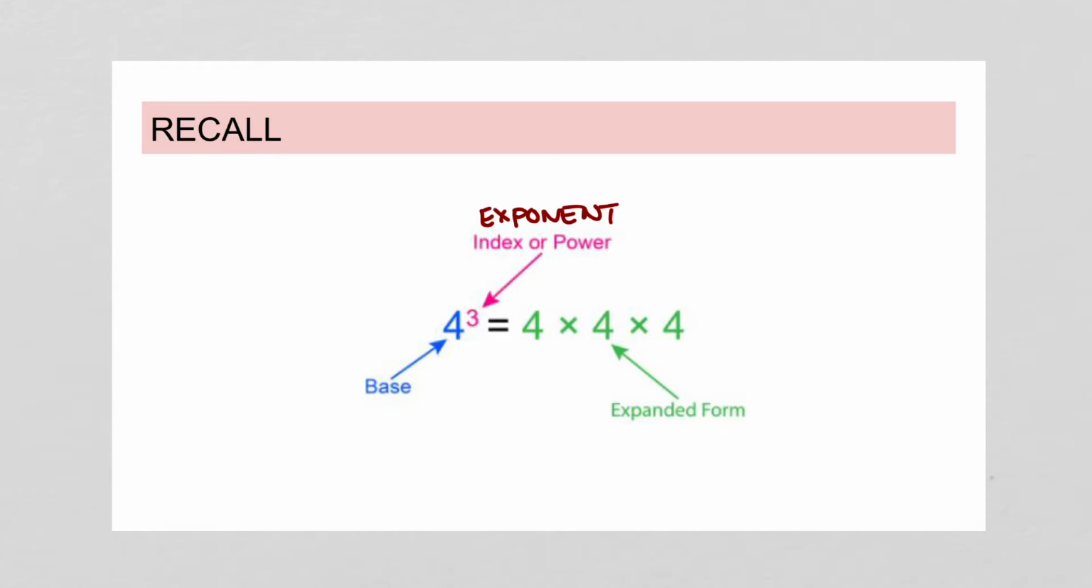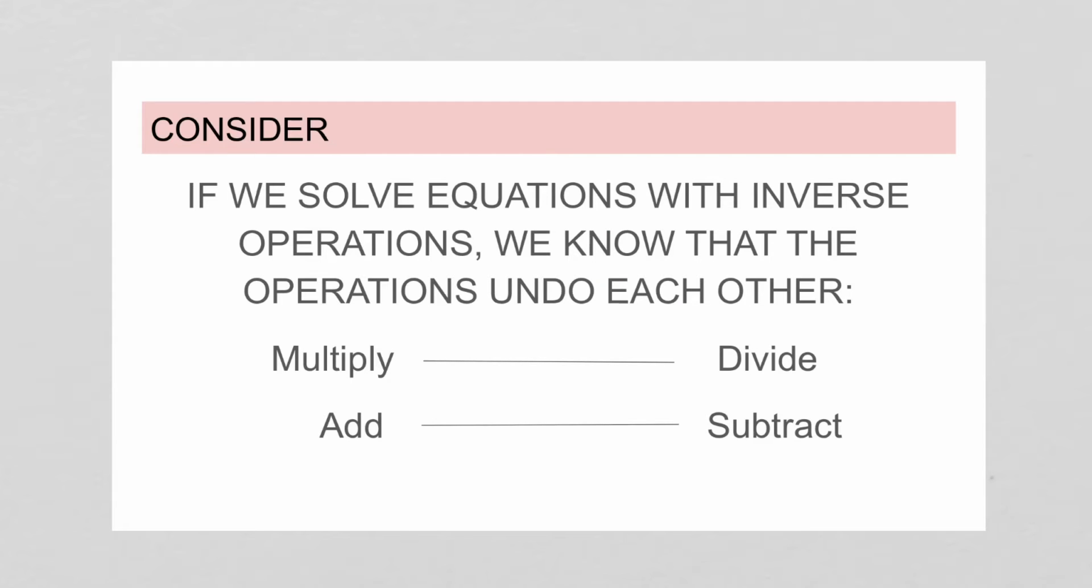Okay, so that kind of gets us all revved up. We're ready to go. We know what we're talking about. So let's remember that if we're going to solve an equation with an inverse operation, we know that that operation undoes the other one. So if we want to undo multiplication, we will divide. If we want to undo division, what do we do? Well, we go back the other way and we multiply, right? So now let's think about addition. If we want to undo addition, we can subtract. And how do we undo subtraction? Well, we add. So I think we've got a really good handle on that.